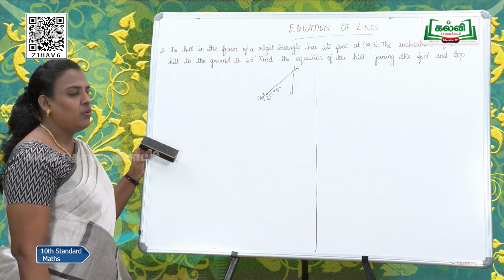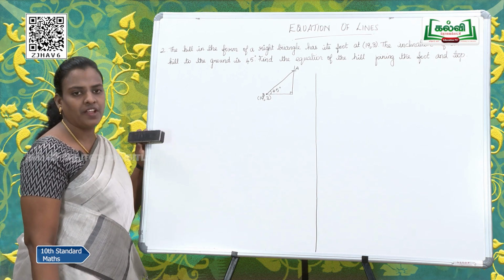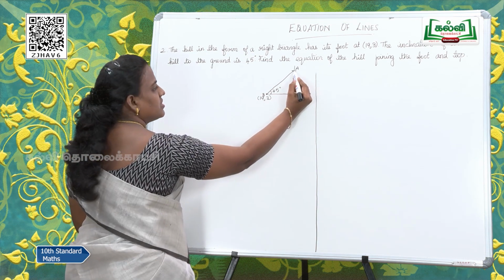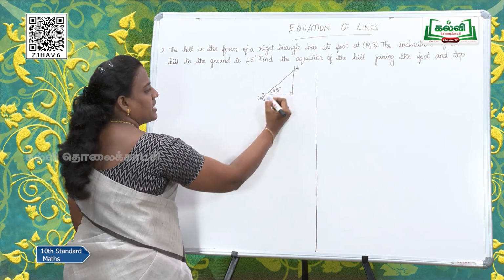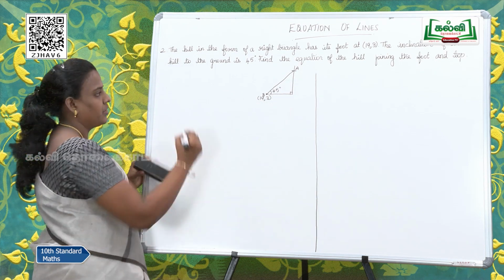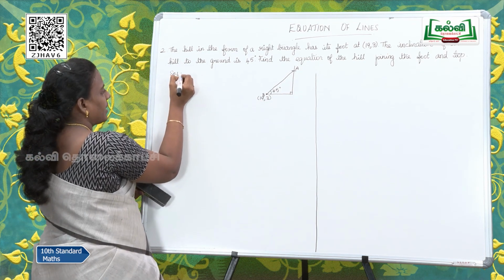Understood? Now what are you supposed to find? You have to find the equation of the hill joining the foot and the top. This is the top and so this is the foot. So AB is the hill. Now you need to find the equation of the hill. Okay. So let me first write out what is given.